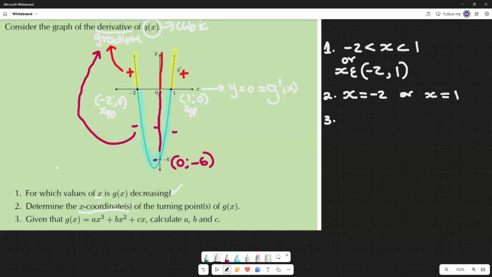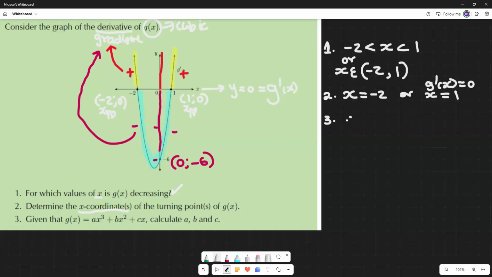Remember for the turning point, let me just write here to remind you, the derivative must be 0. So I looked for where the derivative is 0. The derivative is 0 on the x-axis. So the x-intercepts of the gradient function give the turning point x values on the original function. Right. And then let's go to number 3.